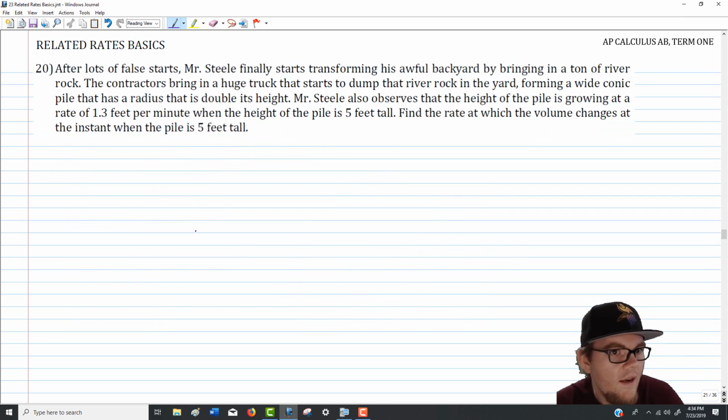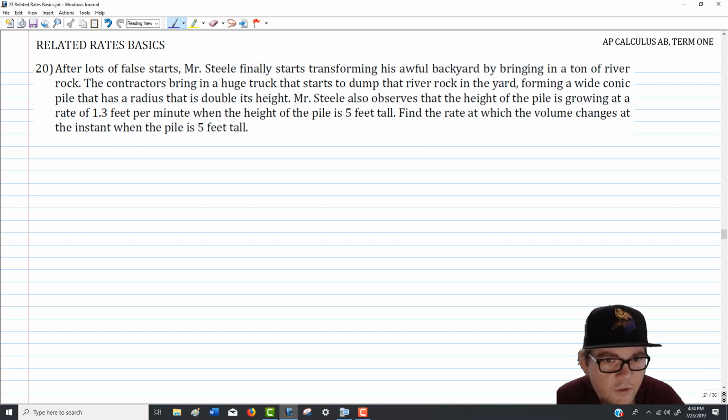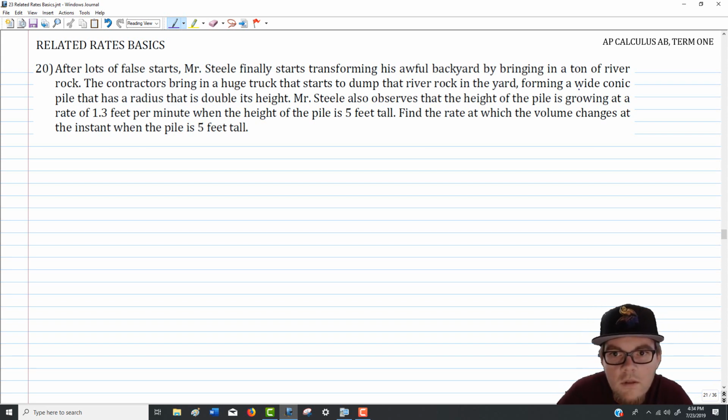Okay, that next brings us to number 20. So number 20, based on a true story, although I think I was actually at a math contest, supervising or chaperoning a math contest that day, so I didn't see all this happen, but forgive that. So number 20, after lots of false starts, Mr. Steele finally starts transforming the backyard. The contractors bring in a truck and dump river rock in the yard, forming a wide conical pile. It has a radius that is double its height.